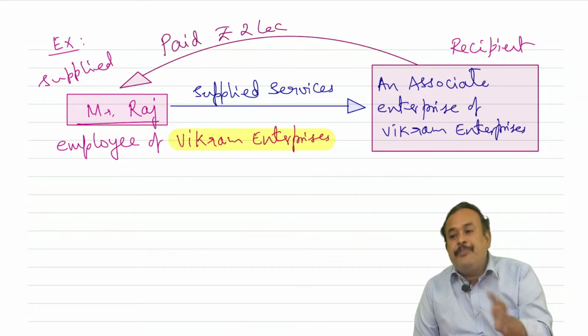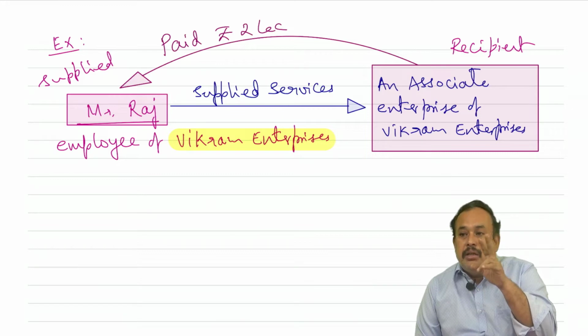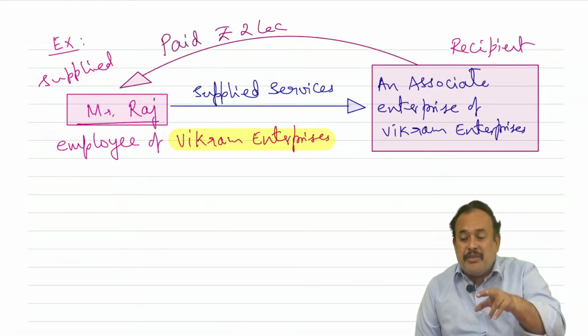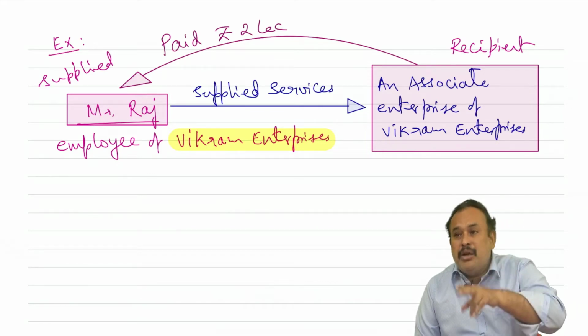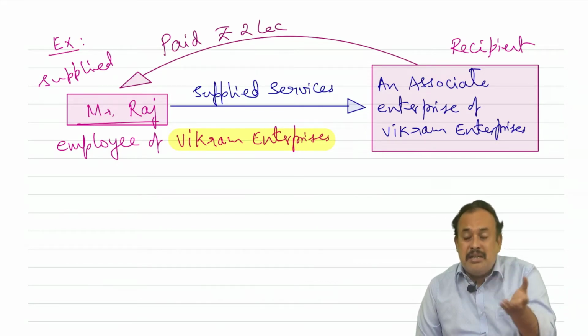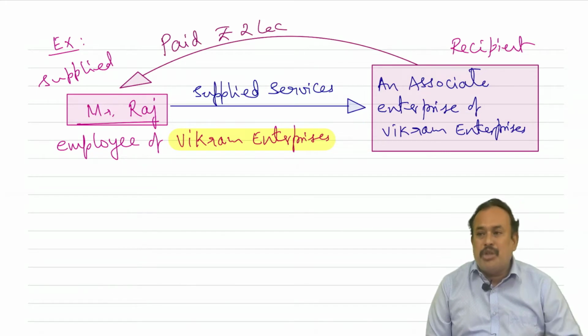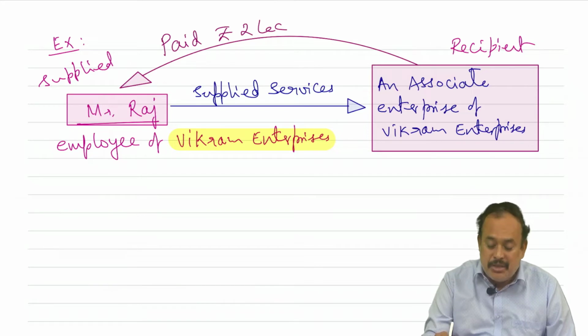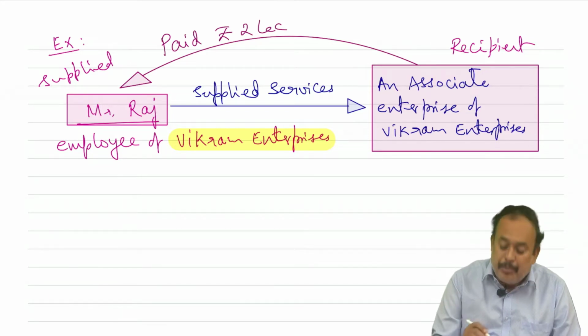Got the clarity? On the other hand, if Raj provides the services to an associate enterprise of his employer, that means not to his employer, resulting in the supply made by Mr. Raj to an associate enterprise of Vikram Enterprises being covered under this transaction of supply.